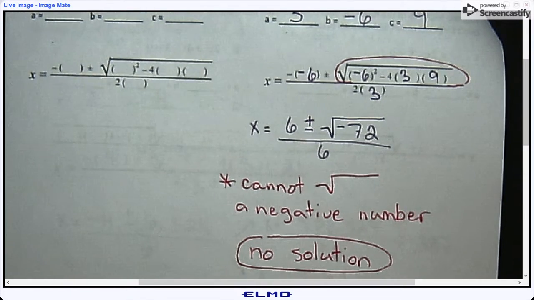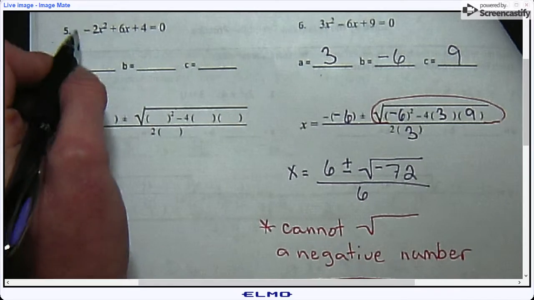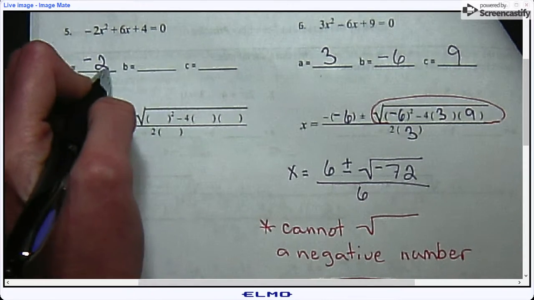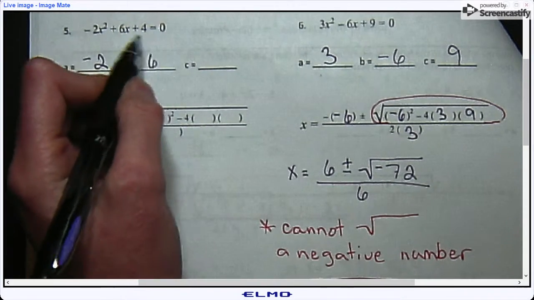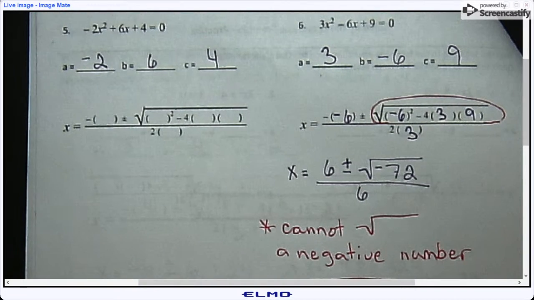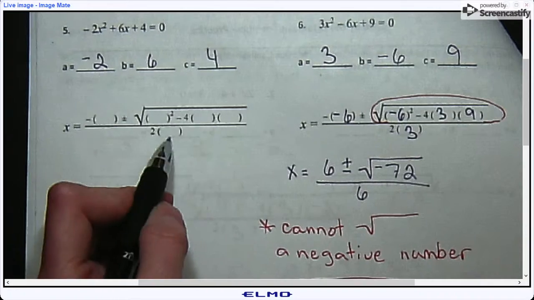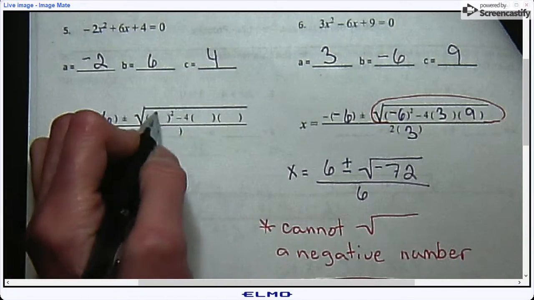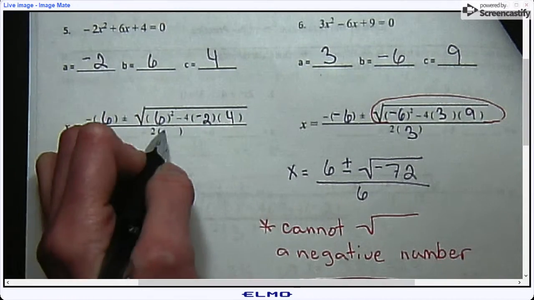Now let's look at number 5. I'm going to begin number 5 for you, and then you will finish it. First, identify A, B, and C. -2, +6, +4. Now you just have to put those numbers in the correct spot. Negative B, B, A, C, A. 6, 6, -2, 4, -2.